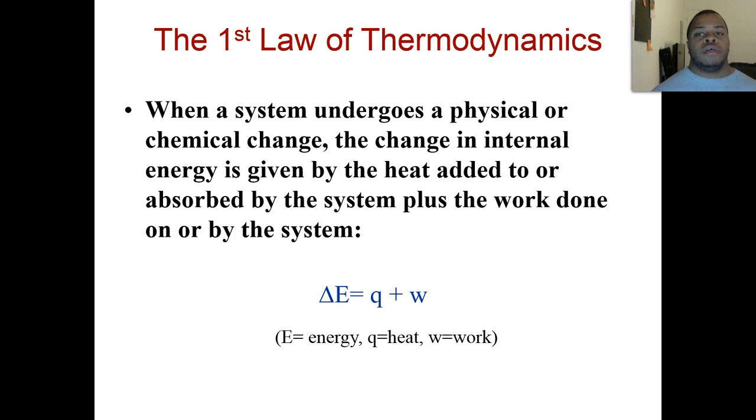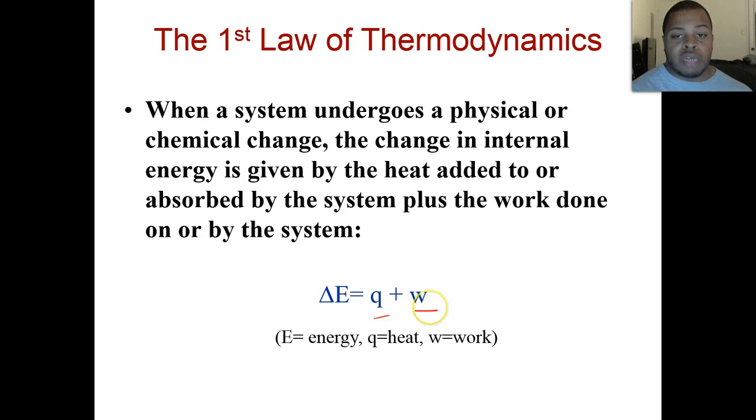Now, when a system undergoes a physical or chemical change, the change in internal energy can be given as the heat added or absorbed by the system, plus the work being done on or by the system. So we end up with delta E, the change in internal energy, equals the heat plus the work done by that heat or done to that system.